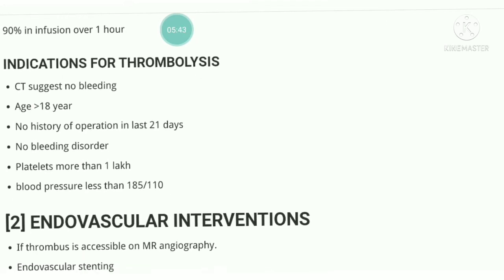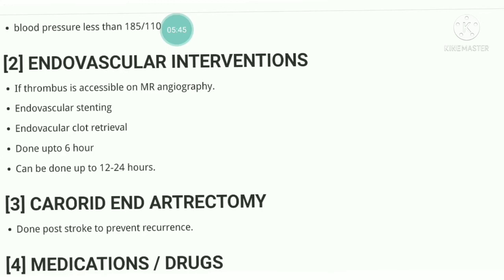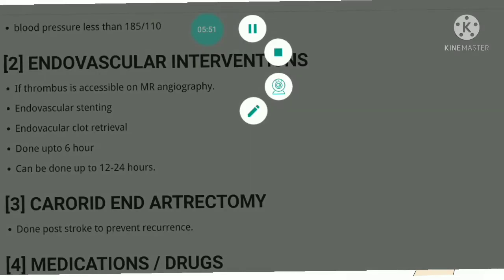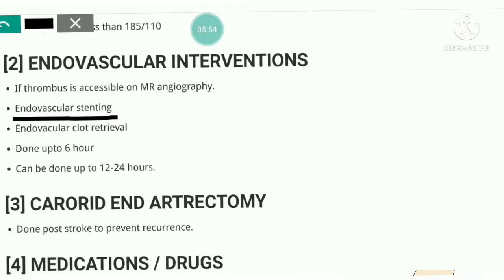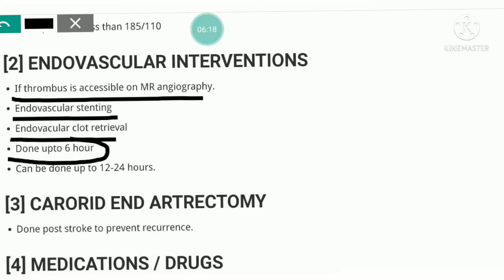Okay. The next management is endovascular intervention. We can do endovascular stenting or endovascular clot retrieval. This is done if the thrombus is accessible on MR angiography. If the thrombus is proximal in the artery, which can be visualized through MR angiography, then we can go for endovascular intervention like stenting or clot retrieval. But this is done up to 6 hours. Thrombolysis is done up to 4.5 hours.